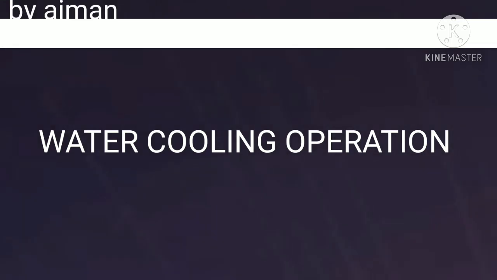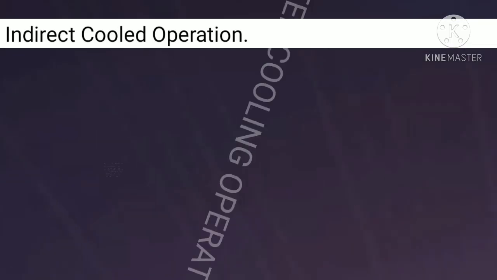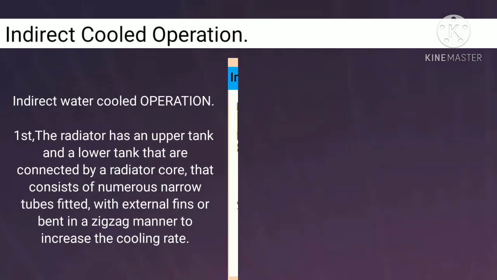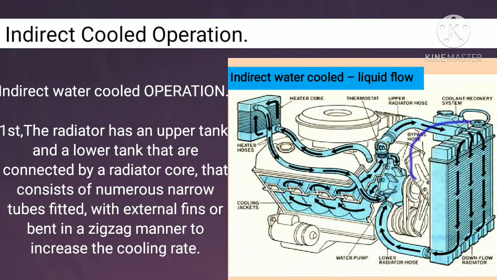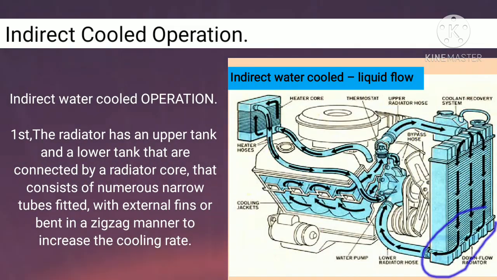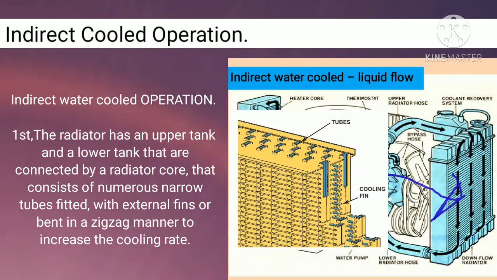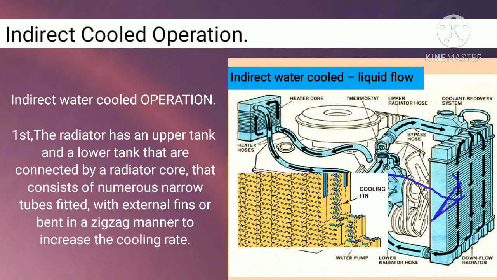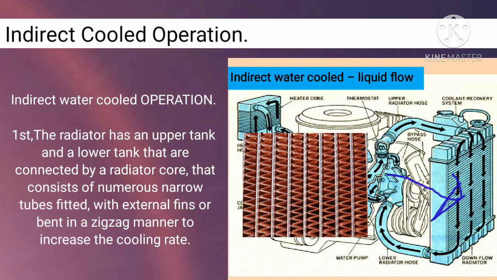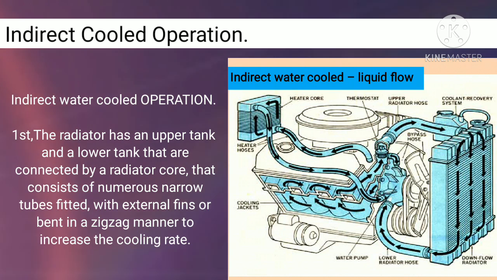Next, we proceed to the indirect water-cooled operation. First, the radiator has an upper tank and a lower tank that are connected by a radiator core that consists of numerous narrow tubes fitted with external fins or bent in a zigzag manner to increase the cooling rate.